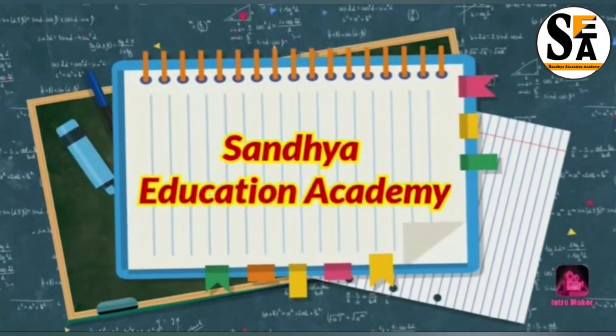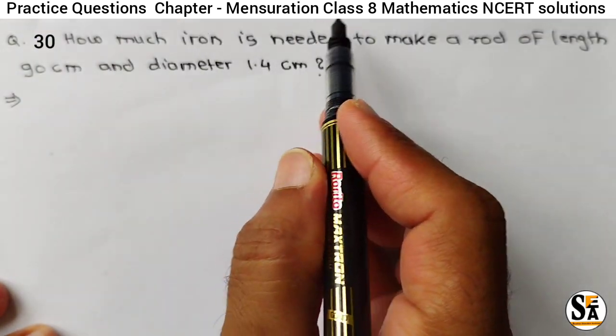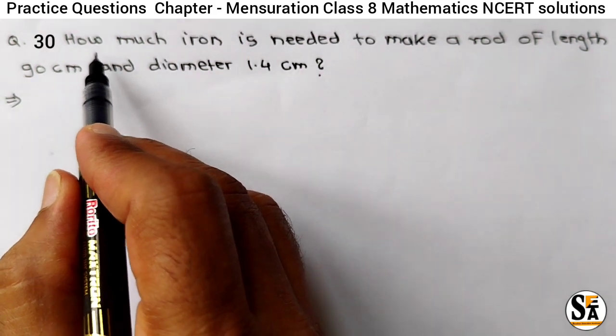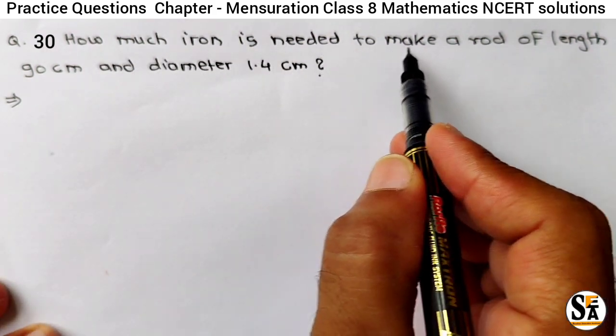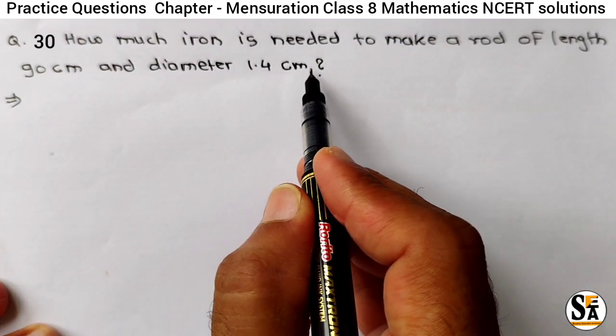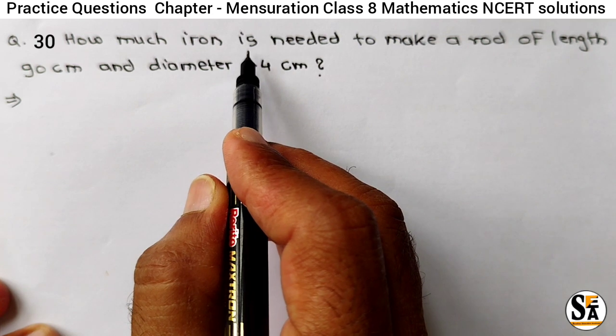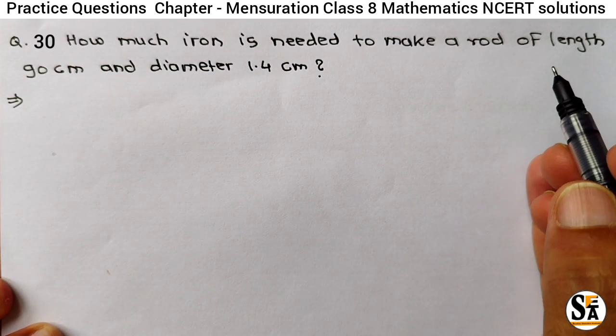I am Santosh Wag. See the practice question number 13 for chapter Mensuration, class 8 Mathematics. The question is: how much iron is needed to make a rod of length 90 cm and diameter 1.4 cm? What is asked? Here the volume of the rod is asked. So, which dimensions are given?